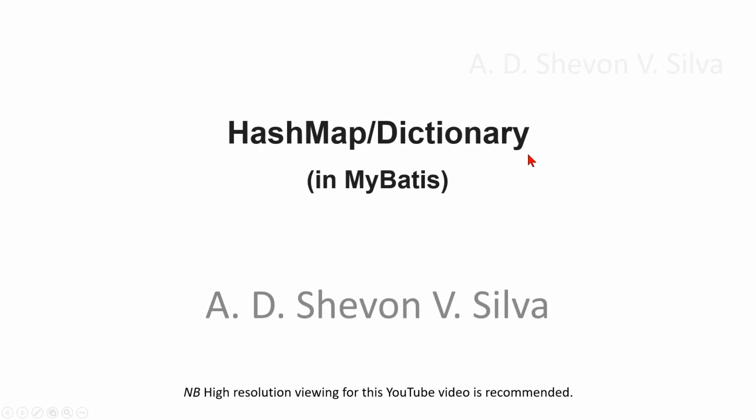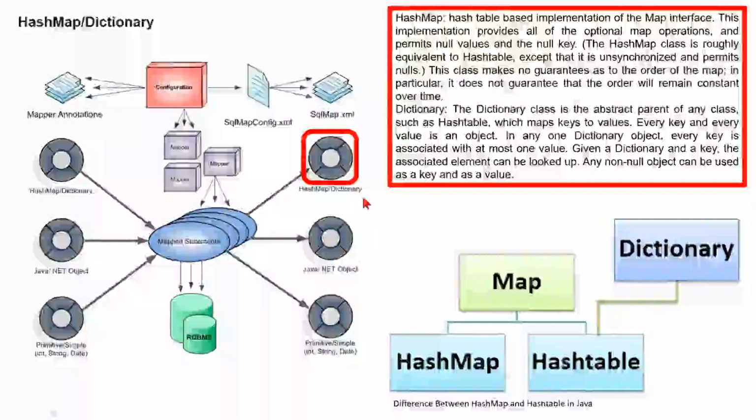HashMap or dictionary in MyBatis as an output. Now we are considering HashMap and dictionary as output. HashMap: hash table based implementation of the map interface.